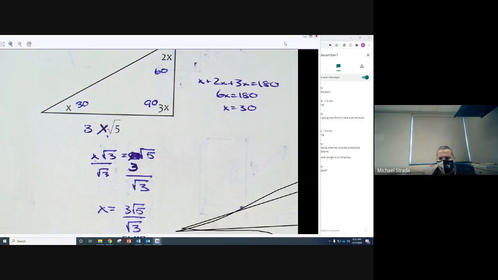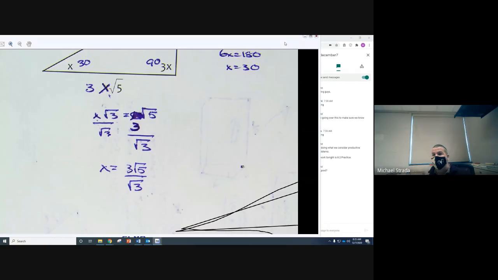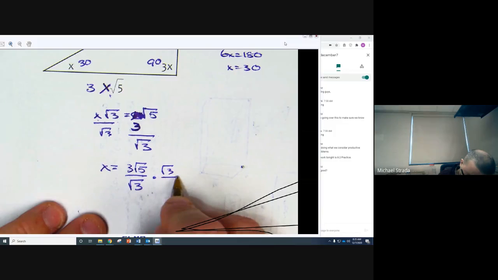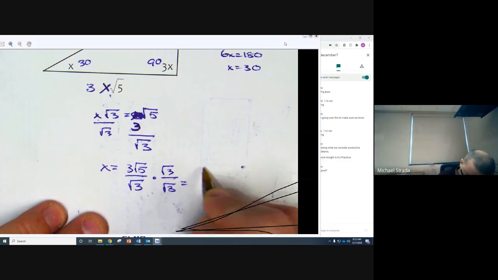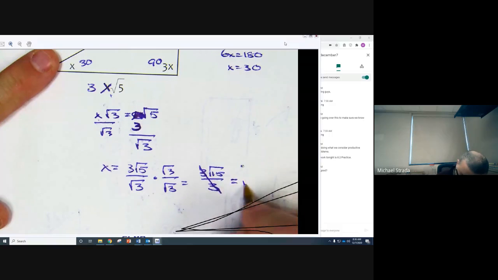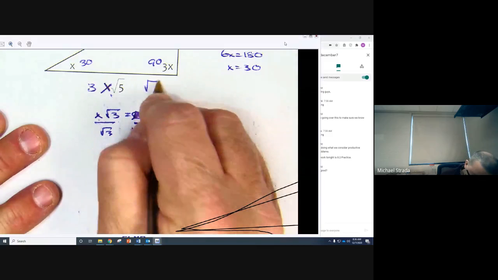Does 3 go into root 5? No. If it did, it'd be great because all we do is divide from last week, but it doesn't go in. So now we've got to rationalize the denominator. And I end up with 3 root 15 over 3. What are the 3's going to do to each other? Cancel out, leaving us with root 15. So this is root 15.